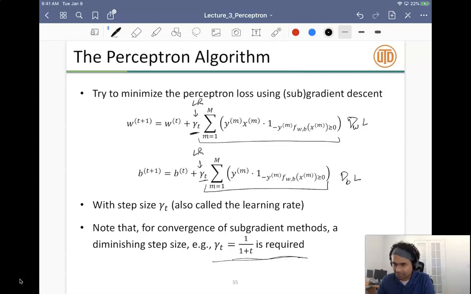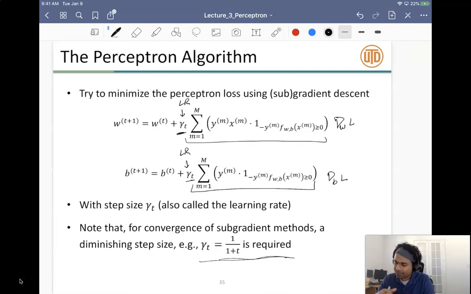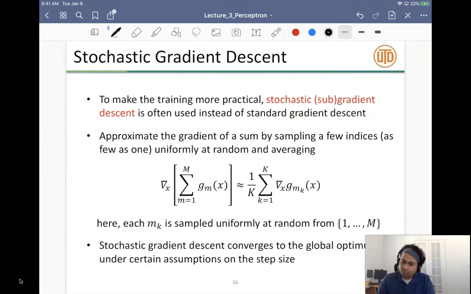But I think in practice people often use constant step size and it works just fine, right? So I think this is again an important piece to keep in mind, that it will converge. Okay, so one more slight caveat is that typically we also use the stochastic gradient descent.